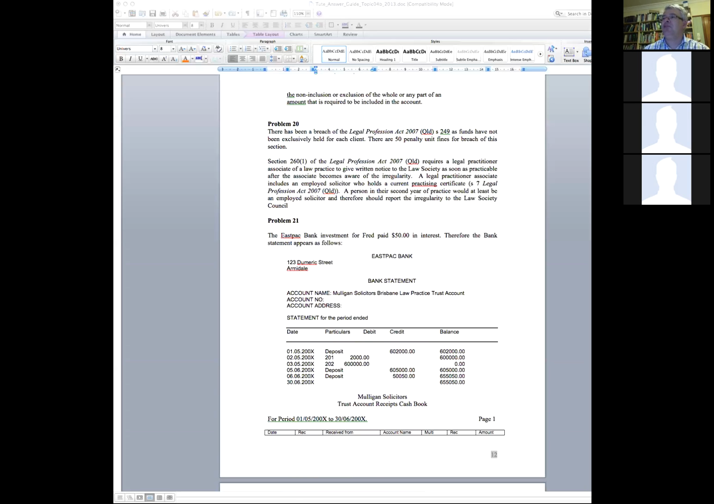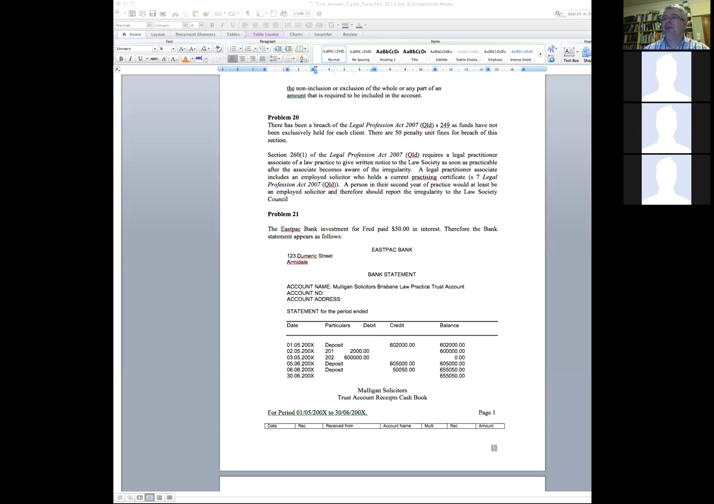Section 260 requires a legal practitioner associate of a law practice to give written notice to the Law Society as soon as practical, as soon as you become aware of this. Okay. So if you're in a second year of practice, you're going to be an employed solicitor. So you have to report this. There's no two ways about it.